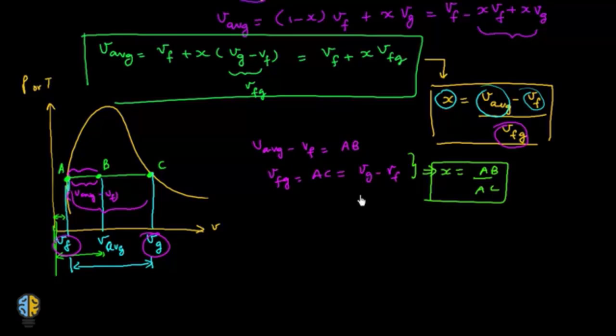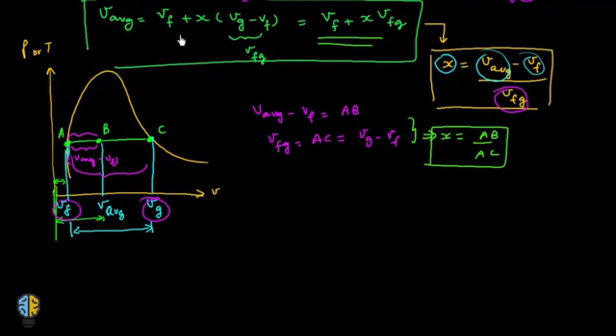So this is how you can use a pressure volume or a temperature volume graph to find out the value for the dryness fraction. Alright, similarly you can use this particular formula to find out the specific enthalpy as well. So you can say H average is equal to Hf plus X into Hfg. For the specific internal energy, you will have U average is equal to Uf plus X into Ufg.